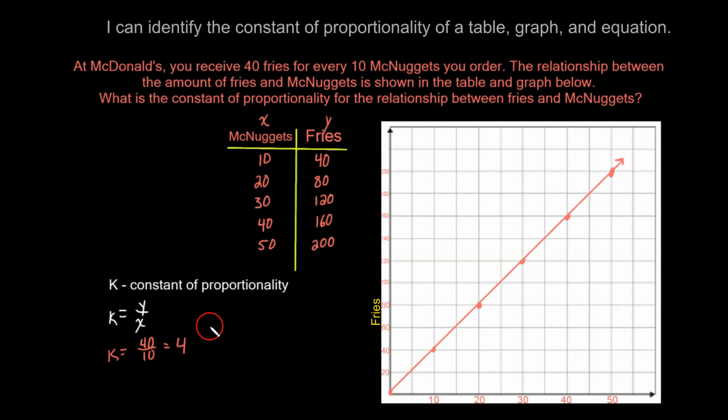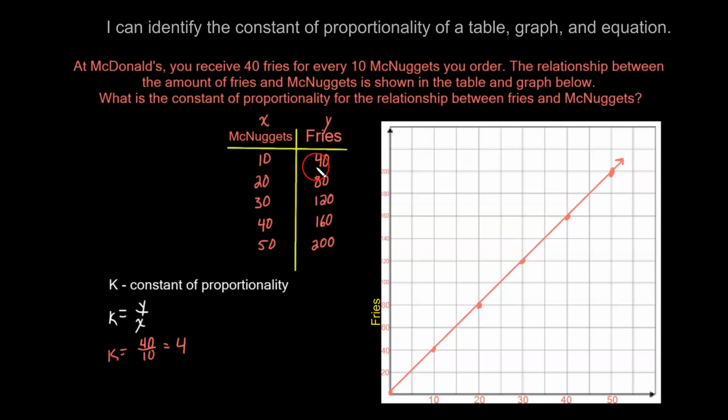And we're going to see that that K, our constant of proportionality, is the same no matter which row we use. If we take 80 and divide it by 20, we'd also get 4. If we take 120 and divide it by 30, we'd also get 4. If we took 160 and divided it by 40, we'd also get 4. If we took 200 and divided by 50, we'd also get 4. That is because the relationship between fries and McNuggets is proportional. So the relationship between your Y and X value, or that ratio, is going to be consistent. That is why it is our constant of proportionality. So that is how we would find our constant of proportionality from this table.